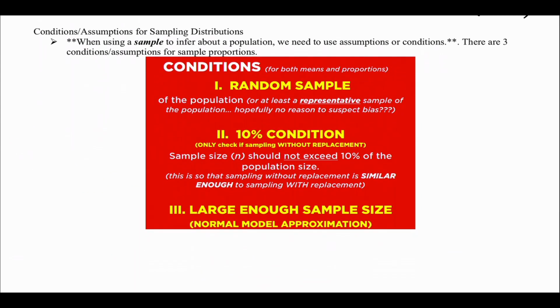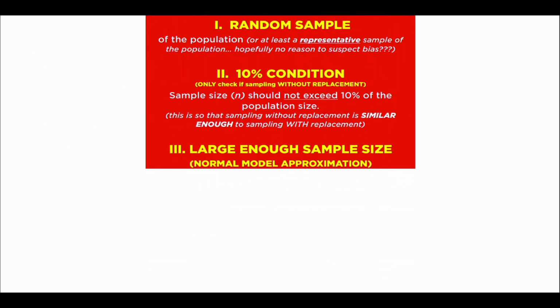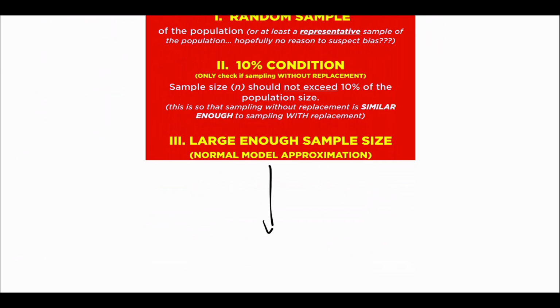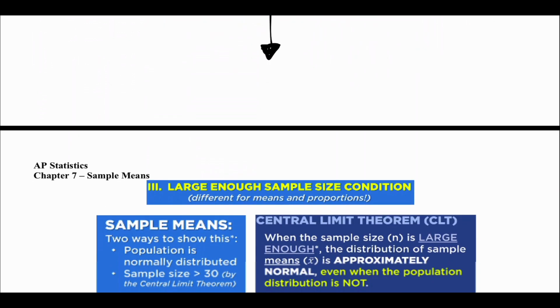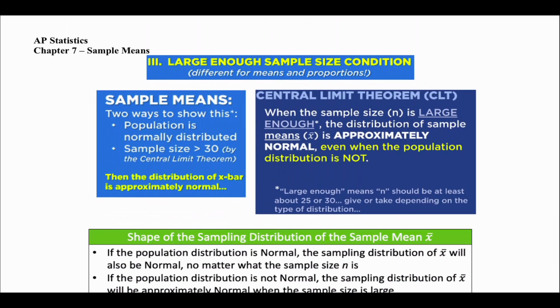All right. Okay, so next thing. Conditions, the rest of the conditions. The first two conditions are exactly the same as proportions: SRS, 10% condition. Good there. The third one is the one that changes for means and proportions. Okay? So it's on the next page.